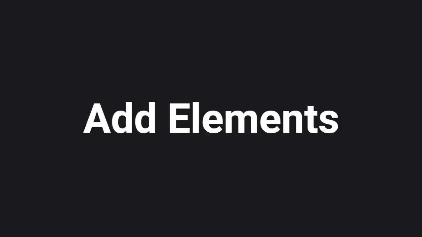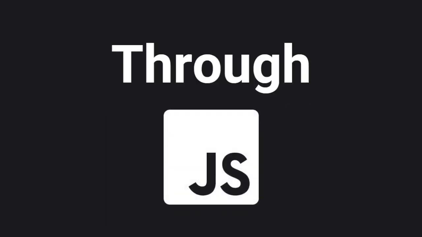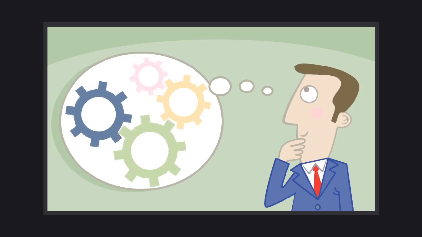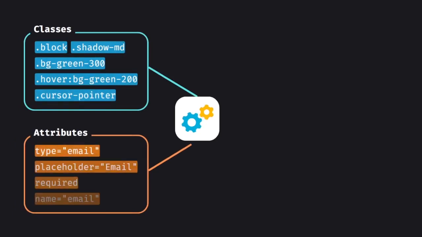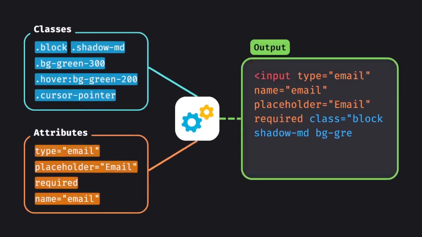Sometimes we need to add elements through JavaScript. So imagine you have a machine that creates HTML elements easily. You can add many classes and attributes without limitation.